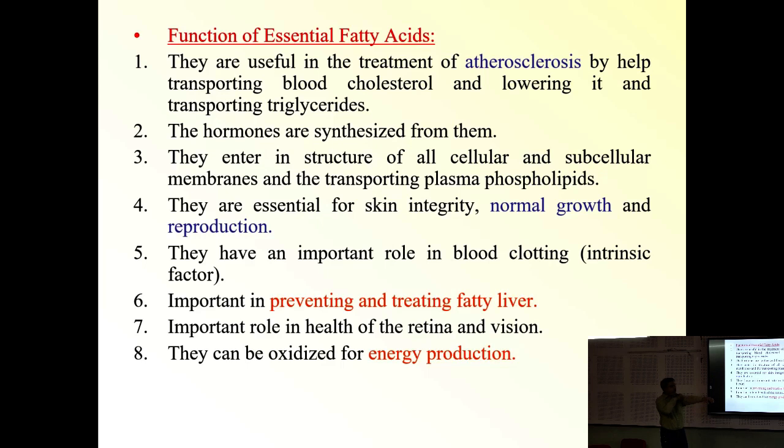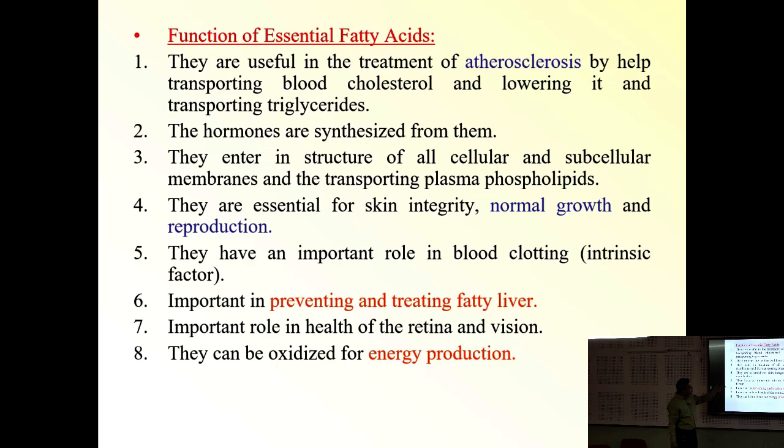They transport blood cholesterol and lower it, and transport triglycerides. So, coronary heart disease is attached with this terminology. Hormones are synthesized from them. Many people are trying to lower down the cholesterol. No, it is not essential. If you lower down the cholesterol level, that will lead to a deficiency or changes in the hormone content too. So, according to ICMR or FDA also, the level of cholesterol must be maintained.